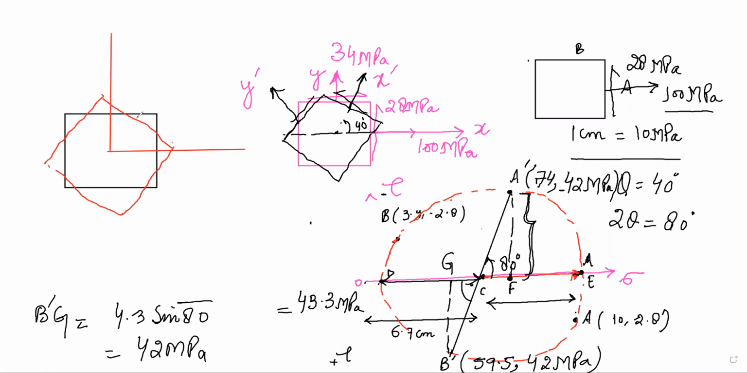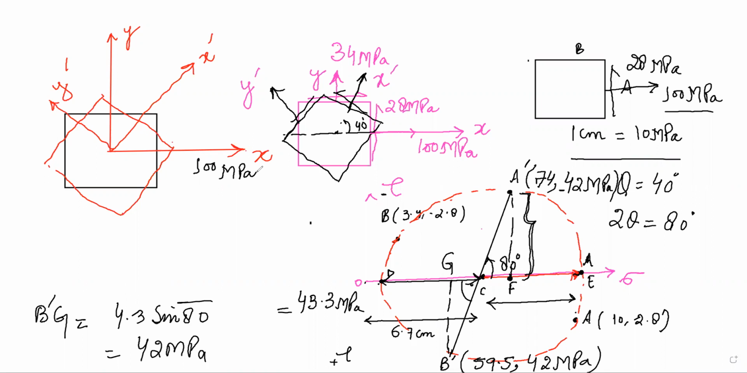Okay. So this was our initial x-axis. This was our initial y-axis. So we are rotating it by some angle. This is our new x-axis. We call this x prime. This is our y prime. Therefore, initially we will write the stress distribution here was 100 MPa.